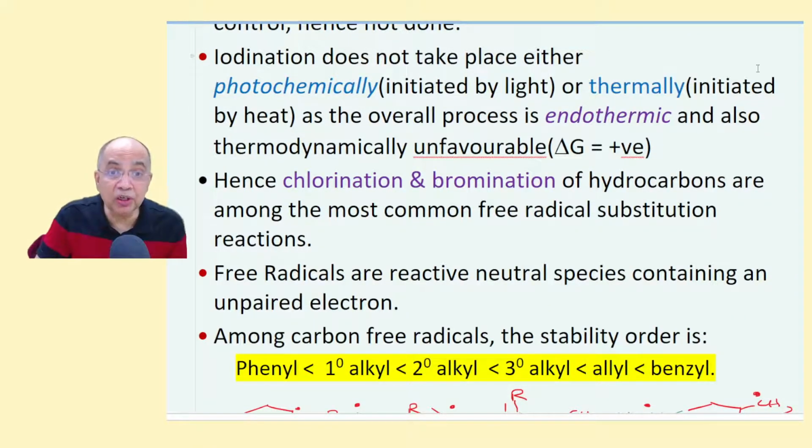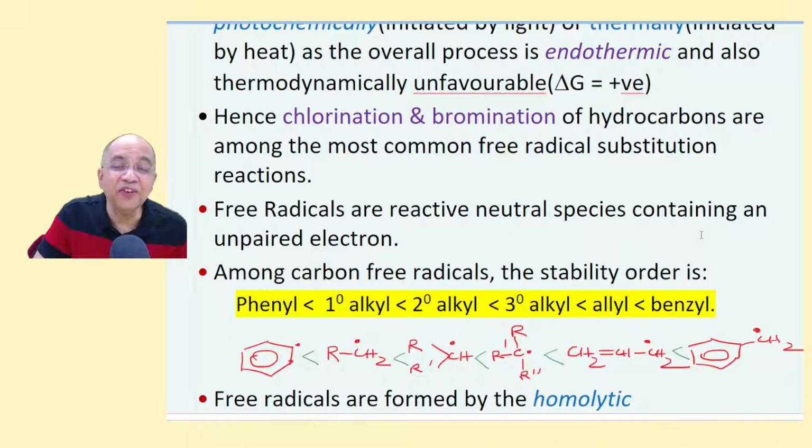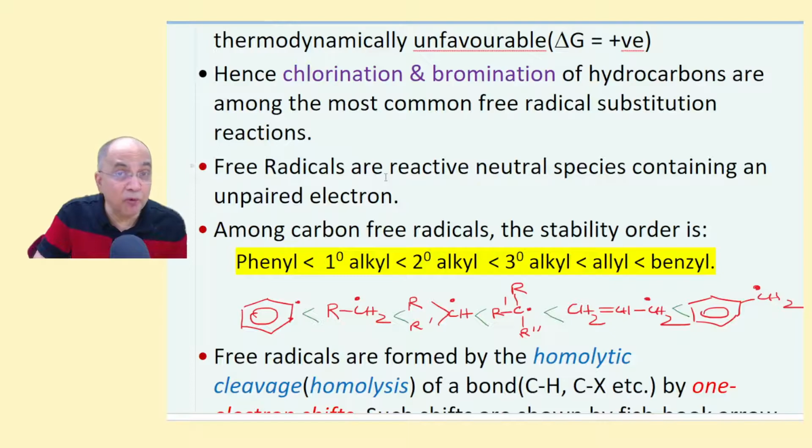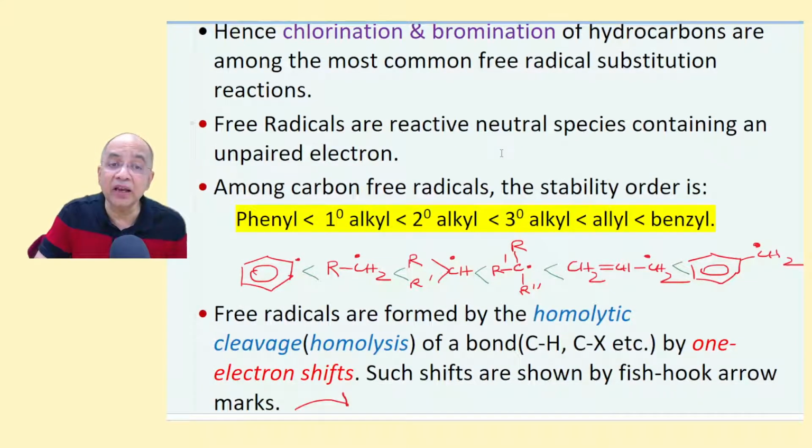Now, chlorination and bromination are the most common among the halogenations, and that goes via free radical mechanism. Let's know what that is. As I have already told you, free radicals are reactive neutral species containing an unpaired electron.